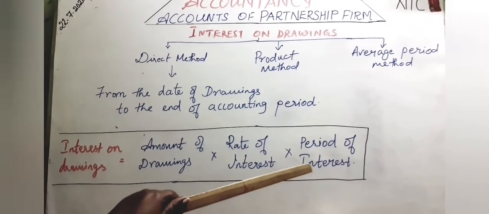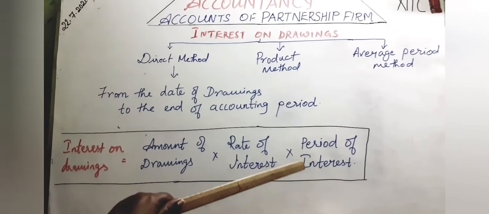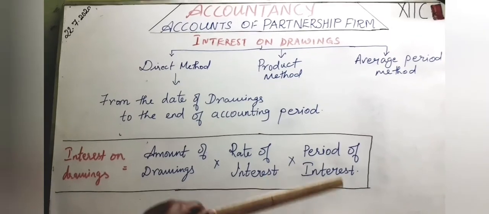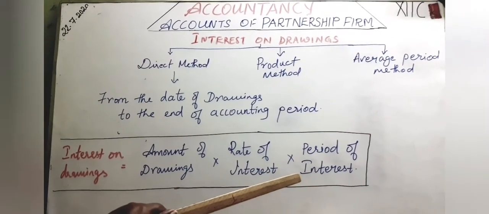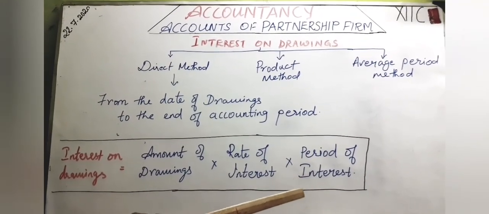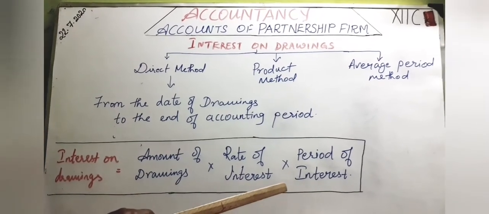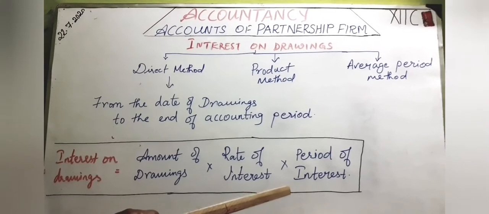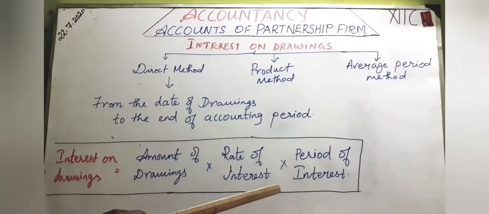You got me? It may be for 12 months or you may withdraw the amount in the middle of any year and then till the accounting period you may be using that amount. So in that case the period varies, depending upon the number of months you are using the amount. Hope you understood this method children.